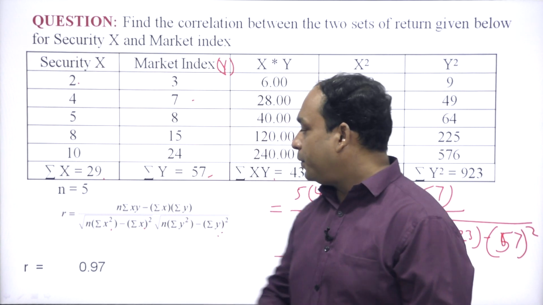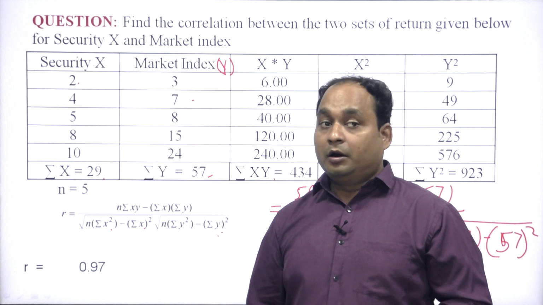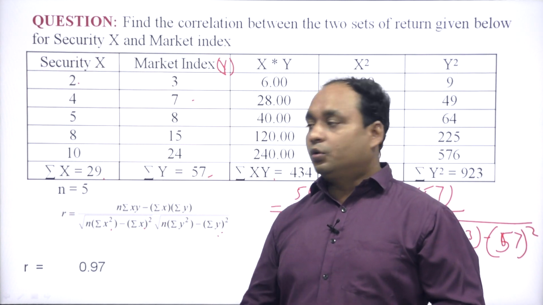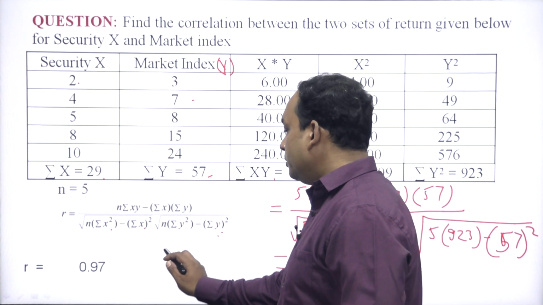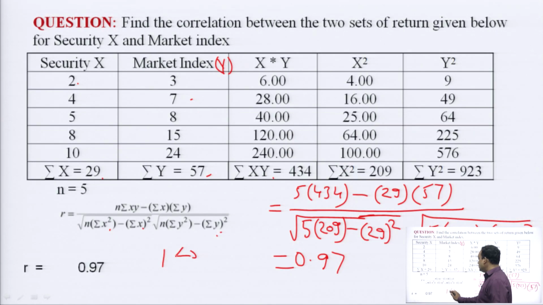This shows a positive correlation 0.97, but not perfect, because the correlation value varies from +1 to -1. Correlation values vary from +1 to -1. So, 0.97 is near to 1, but not the perfect one. So, there is a positive correlation between the market return and the security return.